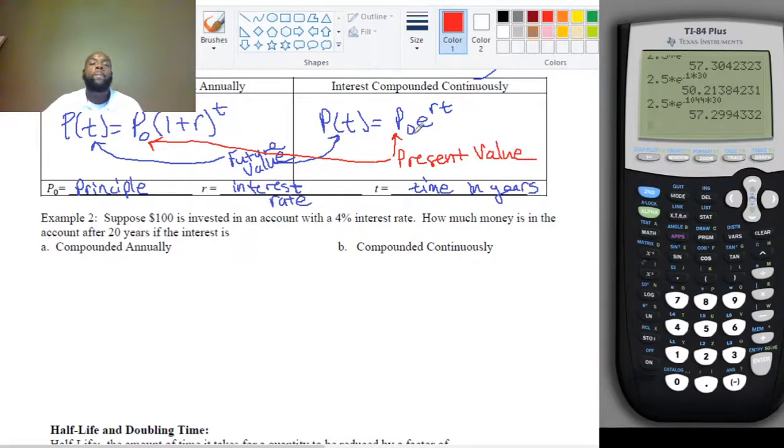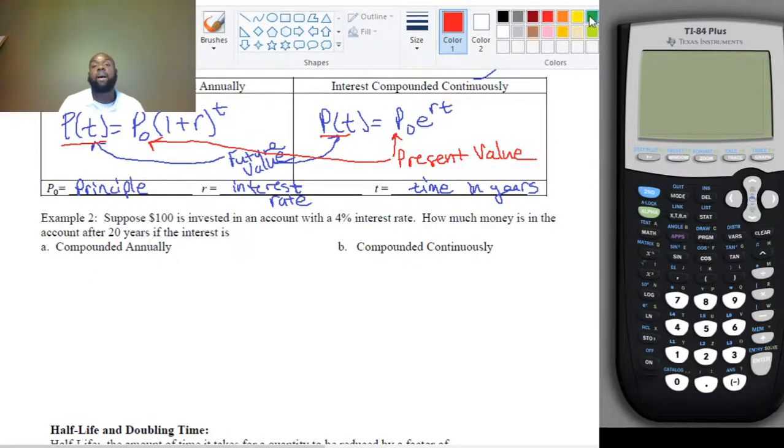All right. So you start with your present value, you know your interest rate, you know how long you're going to have that money in that account. You can use that present value and that information in order to calculate your future value, which is your outcome here. All right. And so this is basically what this is asking. $100 invested at 4%. How much is in the account after 20 years have passed? If interest is compounded annually versus interest is compounded continuously.